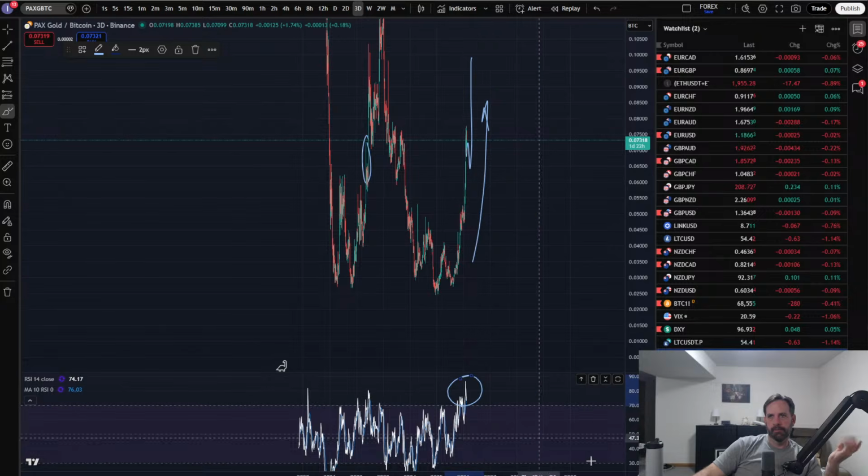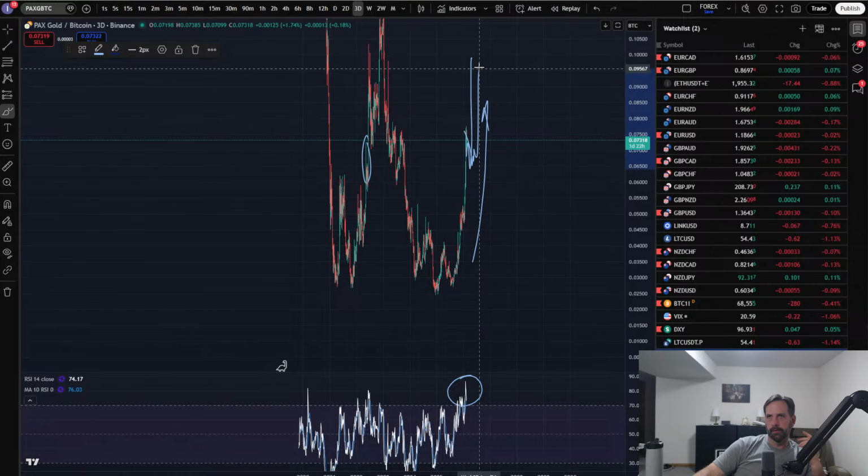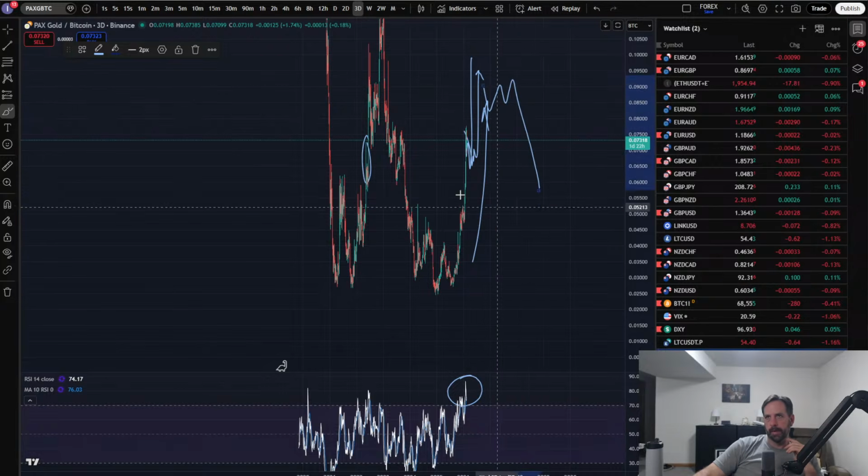3-day chart, we don't have any divergence up here at all. So this looks very bullish. Expect some kind of a pullback and then continuation. That'd be my best guess. But then I'd look for a larger correction back down.